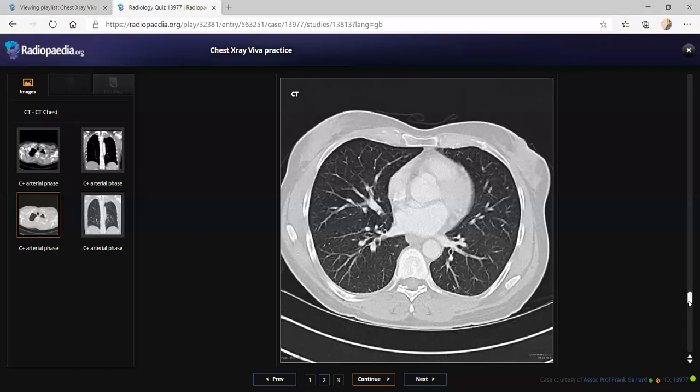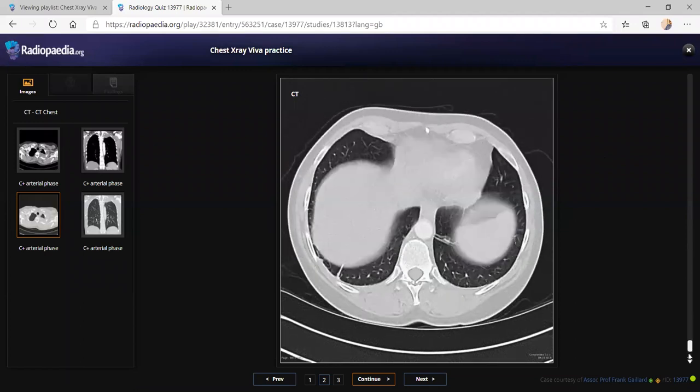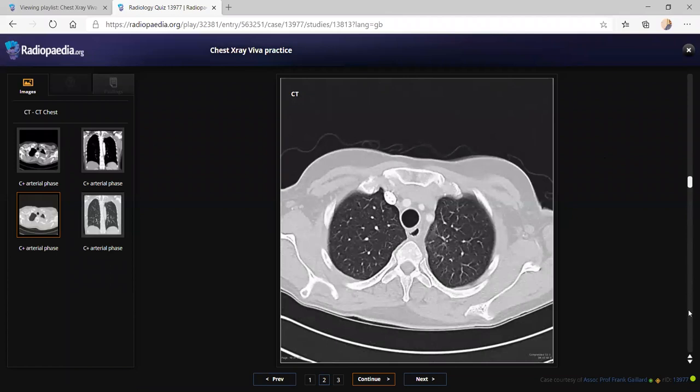Okay. Will you do anything else? Basically, the reason I'm doing the bone scan is to see the bone metastases. No. Disregard the bone scan. Will you do any other study?